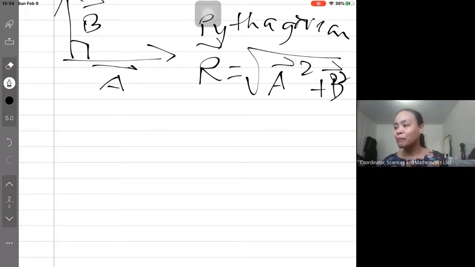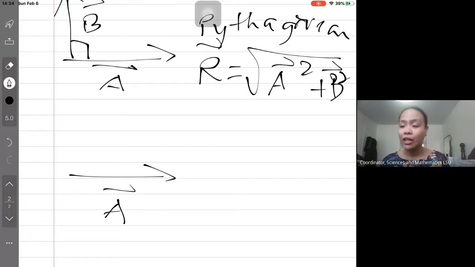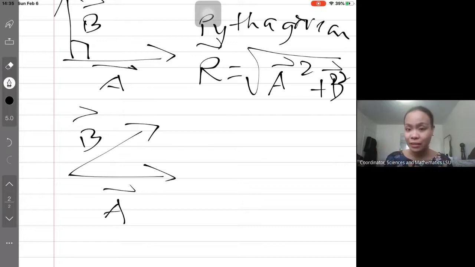Aside from the Pythagorean method, we also have the parallelogram method. Say for example, we have vector A going to that direction, vector B going to that direction. They are not forming a right angle. So this is not a right angle here. So we can use the parallelogram method for this. In order for us to use the parallelogram method, we are just going to create other vectors that would be parallel to the two vectors. And for this, it's hard for me to do. We are going to create another vector which is parallel to vector B.